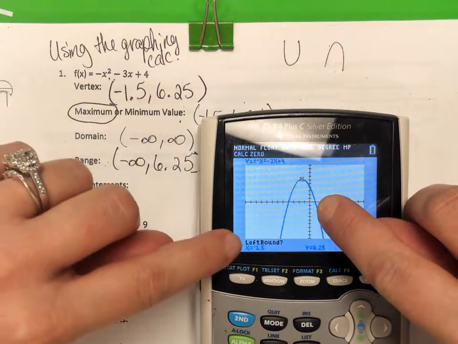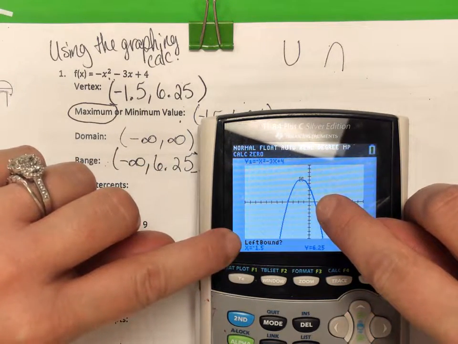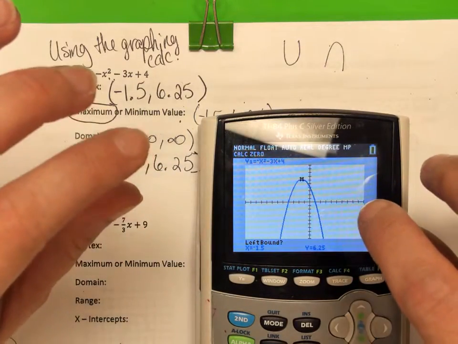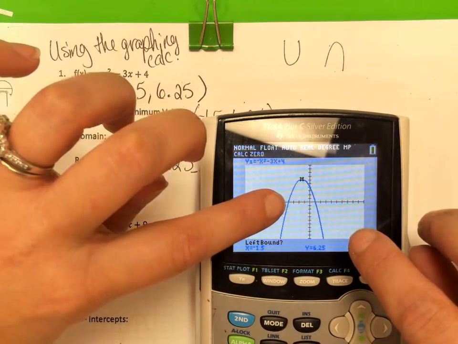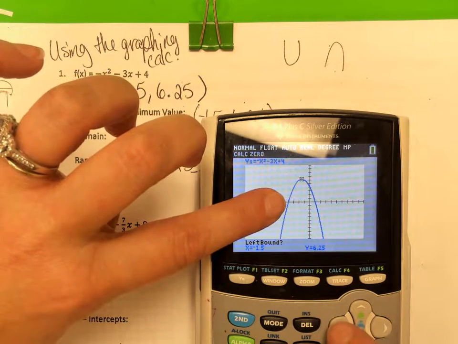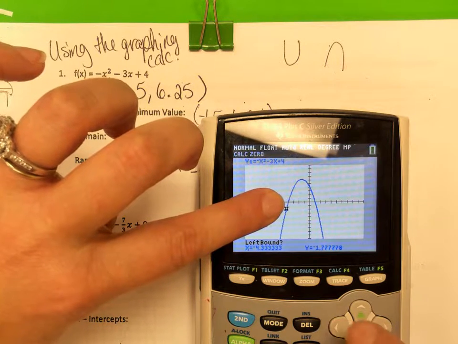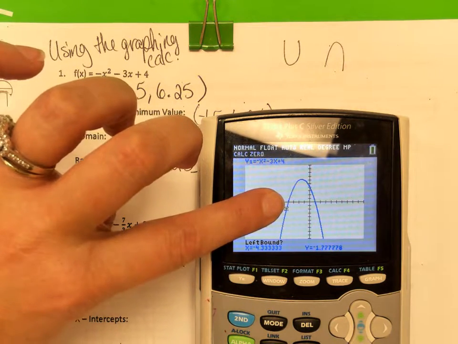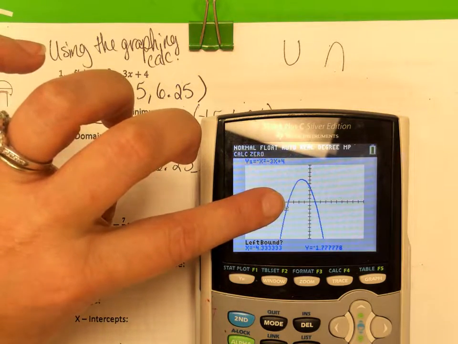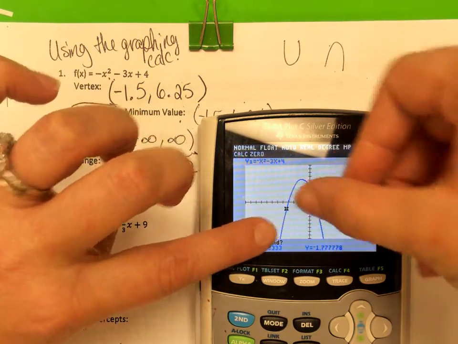Okay, so it's asking you a question. It's saying, hey, I need your left bound. So it doesn't matter where you start, but I'm going to go for this x-intercept, okay? So I have to go on the left side of that x-intercept. So guys, what's that graph doing? As it's going down, it's also going to the left, right? So that is just a little bit below that x-intercept right here. Hold on. Now this thing doesn't want to focus. Hold on.